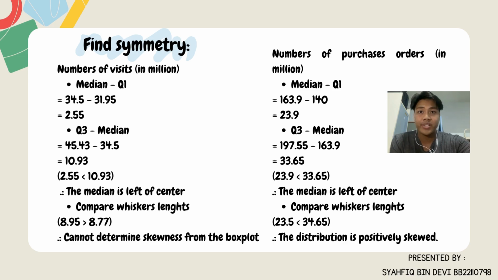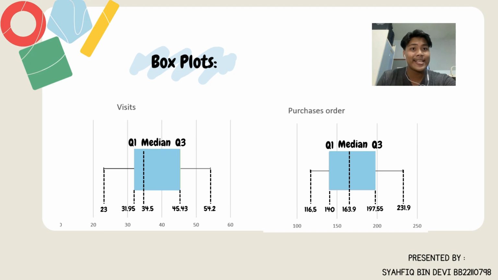For number of purchase orders, median minus quarter 1 is 23.9. Quarter 3 minus median is 33.65. The median is left of center. Compare whisker lengths. The distribution is positively skewed. Lastly, this is the box plot for each metric, which consists of minimum value, quarter 1, median, quarter 3, and maximum value. That's it from me.